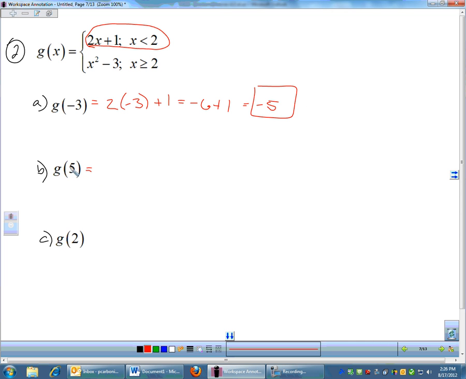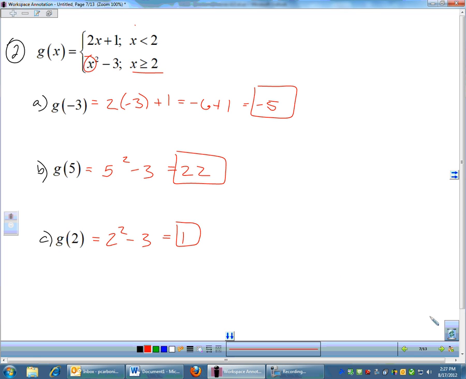If I were to plug in 5, well, now I've got to start over and think, where does 5 fall? 5 is bigger than 2, so I'm going to plug in 5 for that x. So that'd be 5 squared minus 3. 25 minus 3 is 22. Plug in the 2. Where would I plug in 2? 2 is not less than 2, but 2 is equal to 2. So again, I'm going to plug it into the bottom. 2 squared minus 3, and that ends up being 1.